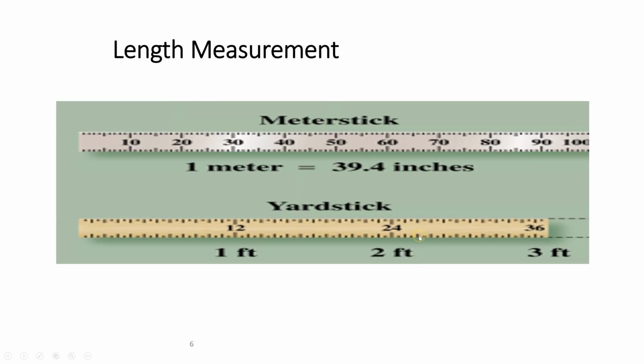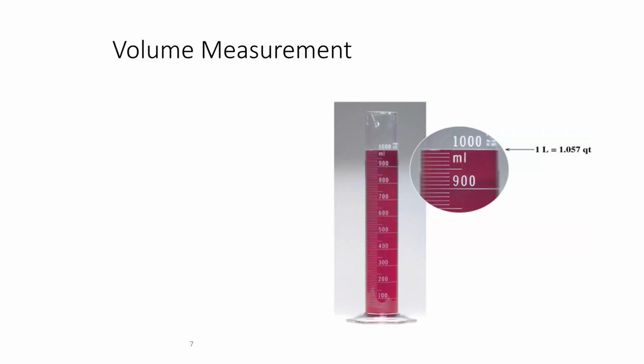All right, so for length measurement, this is a meter stick and this is a yardstick. This is in feet, which the rest of the world doesn't use. This is in meters, which the rest of the world does use. You can see 1 meter equals 39.4 inches. A meter is about the distance from the ground to your waist, typically, for the average person.